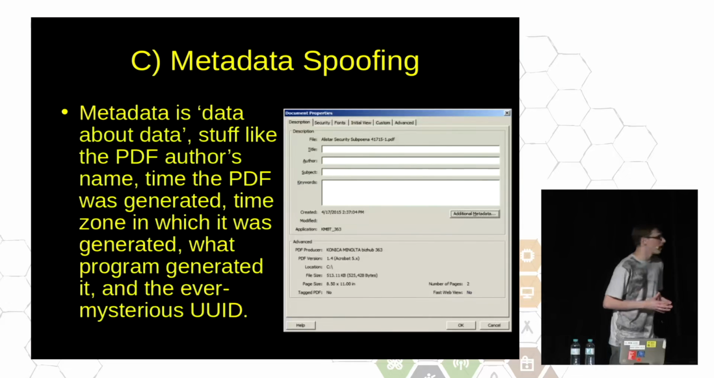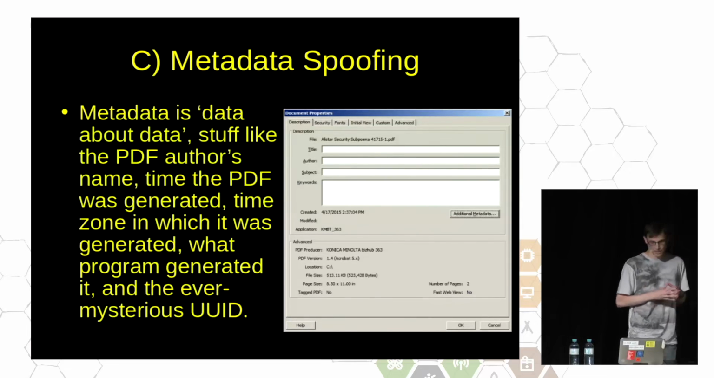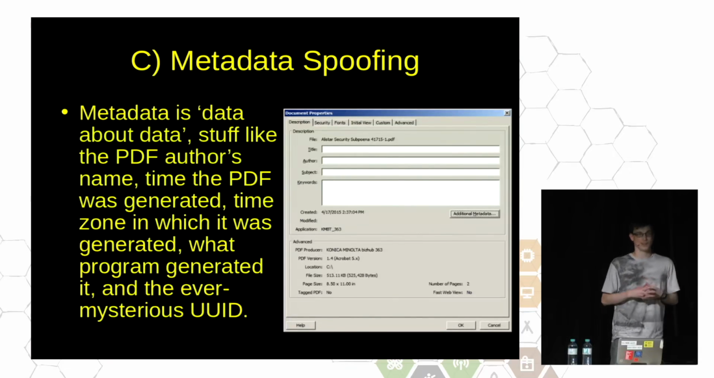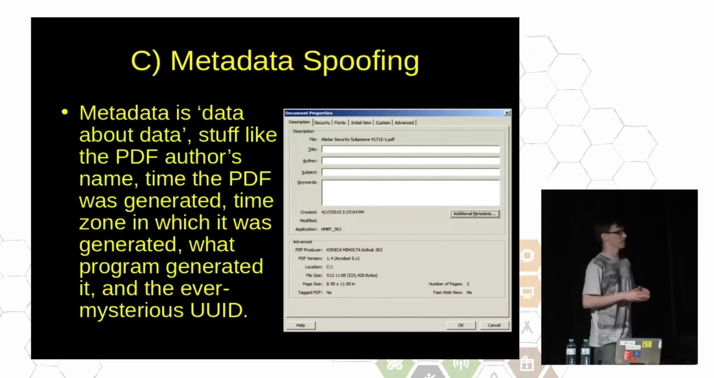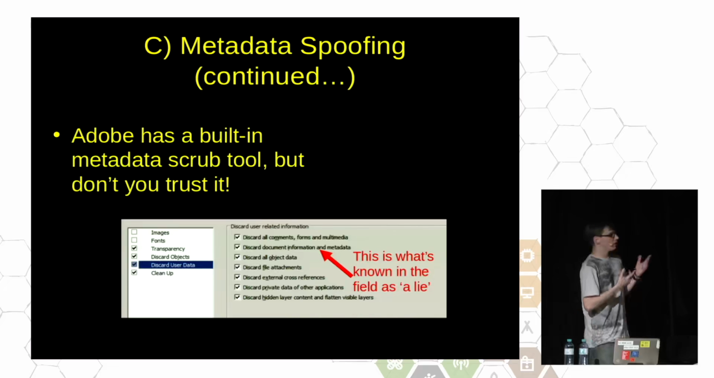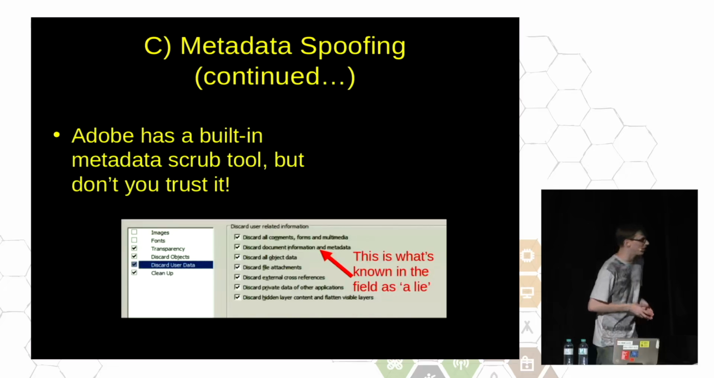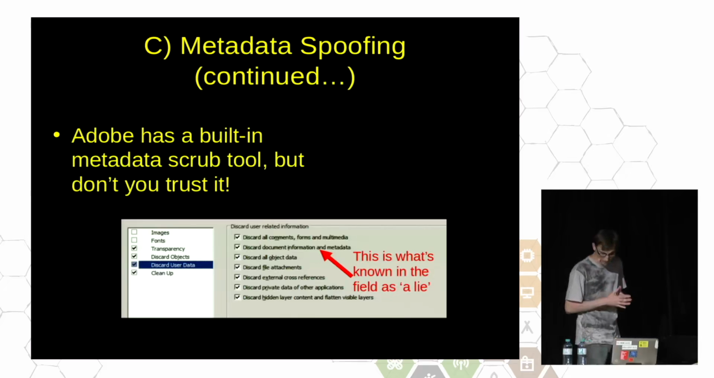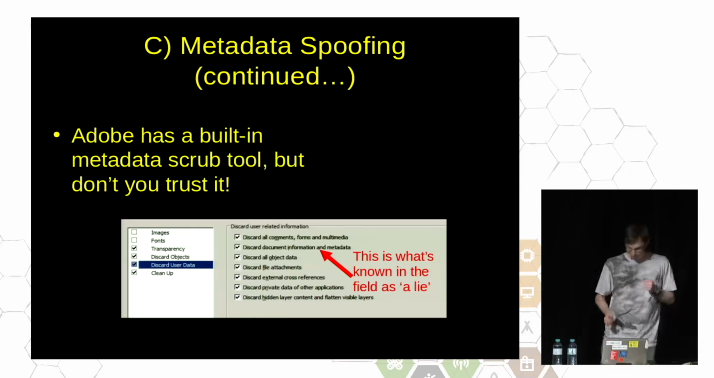Finally, the third, remember, kind of component that publishers often use to track you is metadata. So metadata is, again, basically data about data. In our instances, it's things like who the article's author is, the time that it was generated, the particular time zone it was generated in, the mysterious UUID field, which we'll talk about in a second. So if you're using something like Adobe Acrobat, they, again, have ostensibly a metadata scrubbing tool built in. And here on the screenshot, you can see they claim this will discard document information and metadata. This is what is known as a lie.